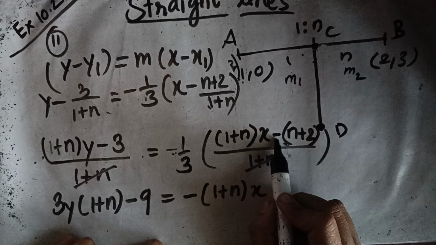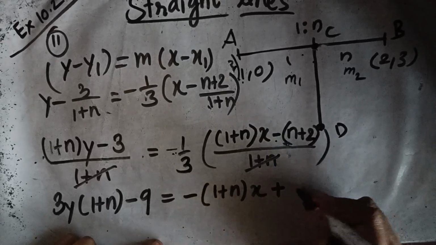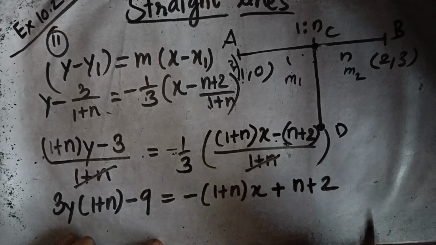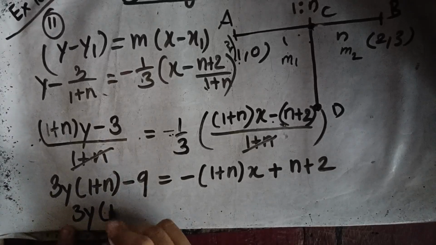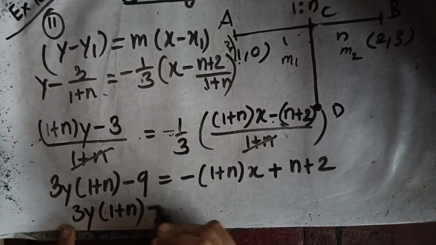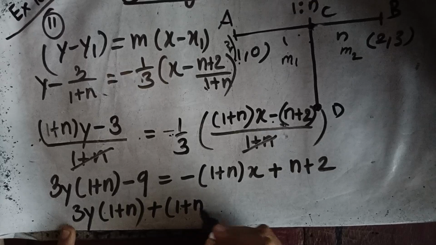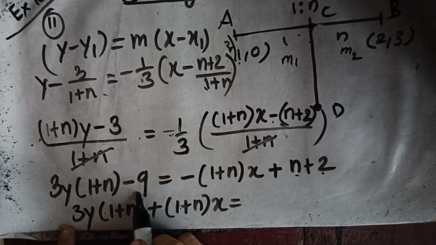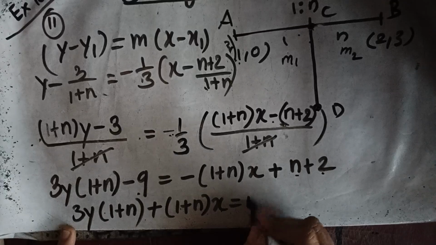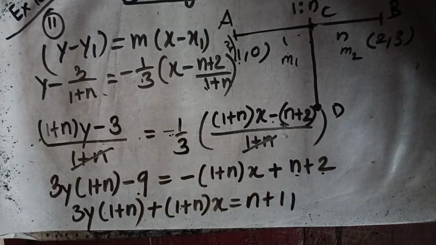Minus minus plus. Okay, plus 1 plus n x equal to n plus 2 plus 9, so n plus 11. Okay, so this is the equation.